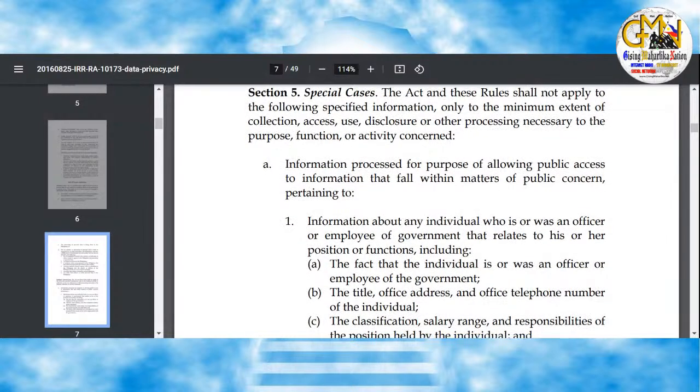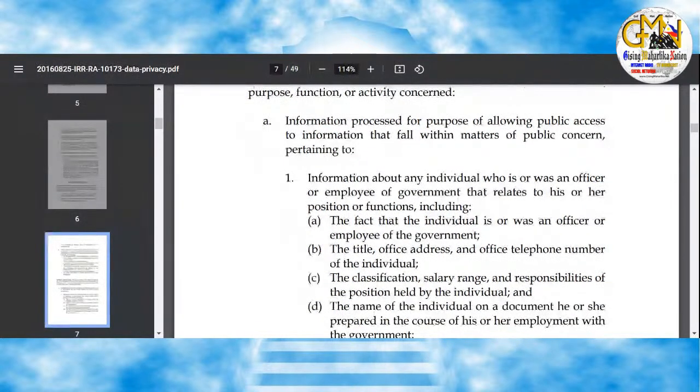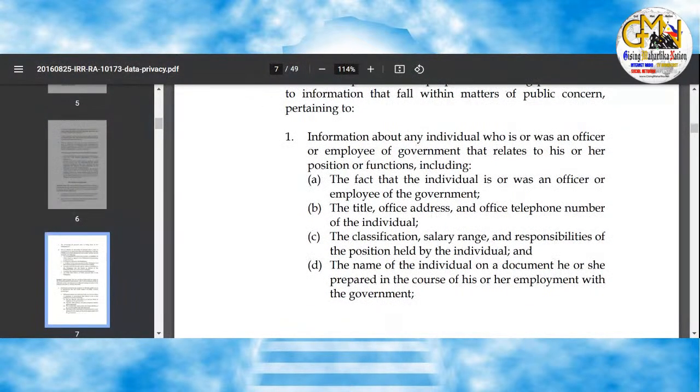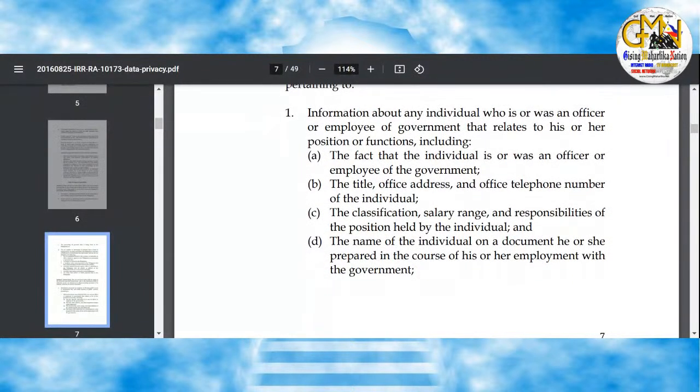First, information about any individual who is or was an officer or employee of government that relates to his or her position or functions, including: first, the fact that the individual is or was an officer or employee of the government. Letter B, the title, office address, and office telephone number of the individual. Letter C, the classification, salary range, and responsibilities of the position held by the individual. And D, the name of the individual on a document he or she prepared in the course of his or her employment with the government.